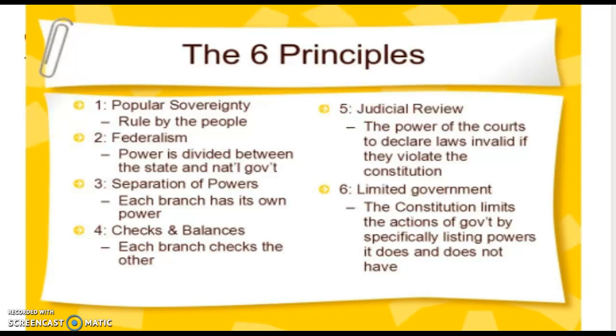Judicial review is the power of the courts to declare laws invalid if they violate the Constitution. So this basically gives the Supreme Court the power to decide if a law is constitutional or unconstitutional. Limited government means the Constitution limits the actions of government by specifically listing powers it does and does not have.